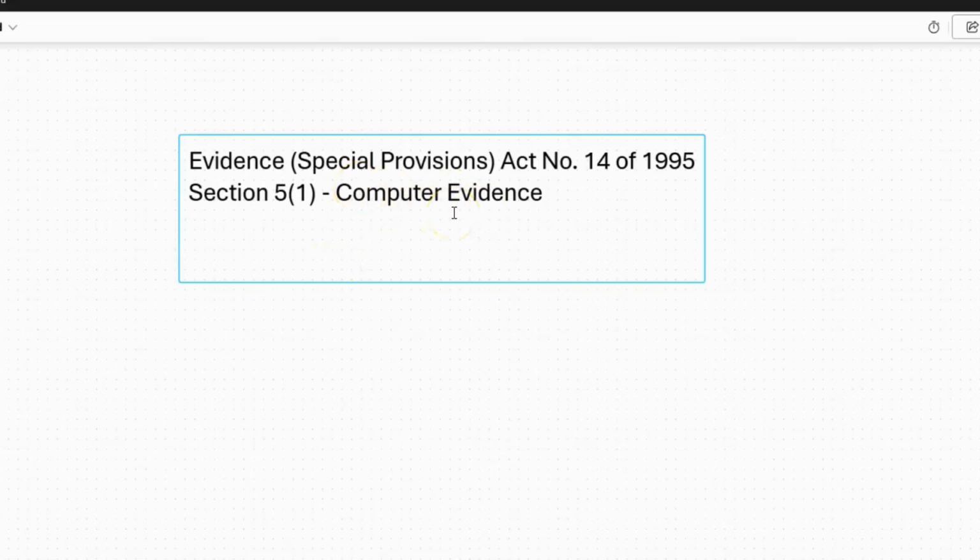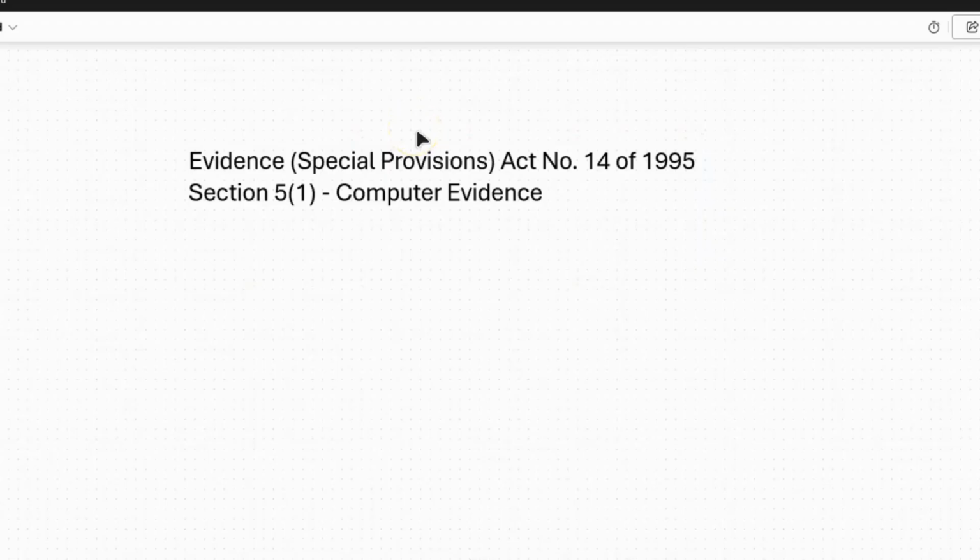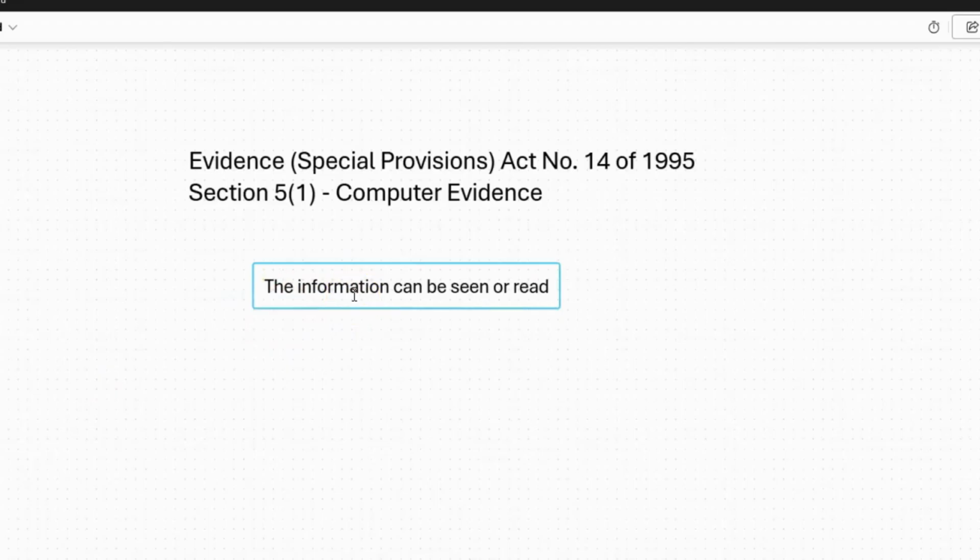Computer evidence. This section says that information produced by a computer can be accepted as evidence in court if three conditions are satisfied. For an example, suppose a bank prints your transaction history from its computer. The printout can be used as evidence in court. The first condition is the information can be seen or read.